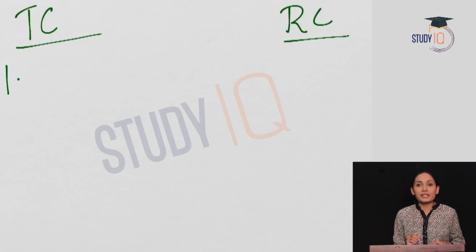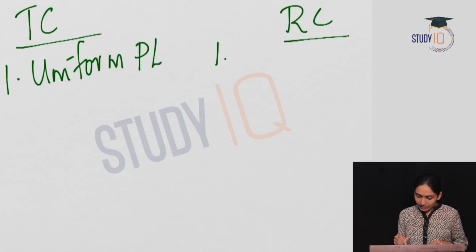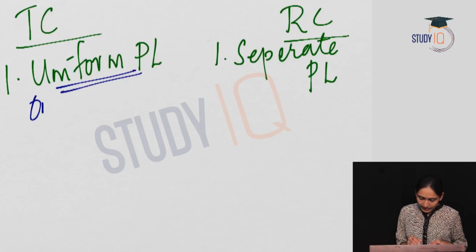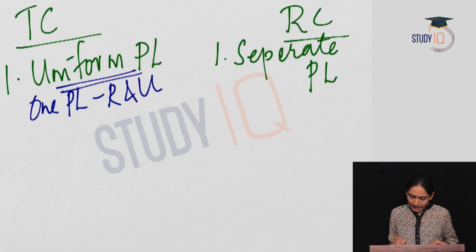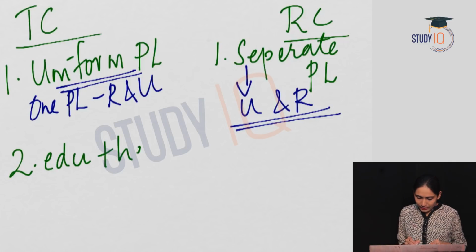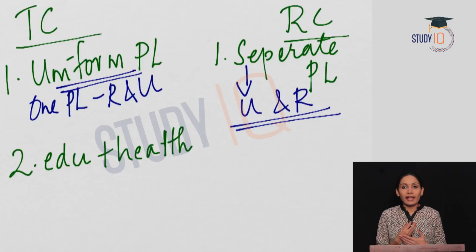Now let us see and compare the basic differences between the Tendulkar Committee and the Rangarajan Committee. Firstly, the Tendulkar Committee recommended for a uniform poverty line, whereas the Rangarajan Committee recommended for a separate poverty line. Uniform poverty line means one poverty line for rural as well as for urban. Separate poverty line means separately for urban and rural. The second difference is that the Tendulkar Committee recommended for addition of education and health. The Tendulkar Committee recommended for addition of minimum expenditure on education and health.